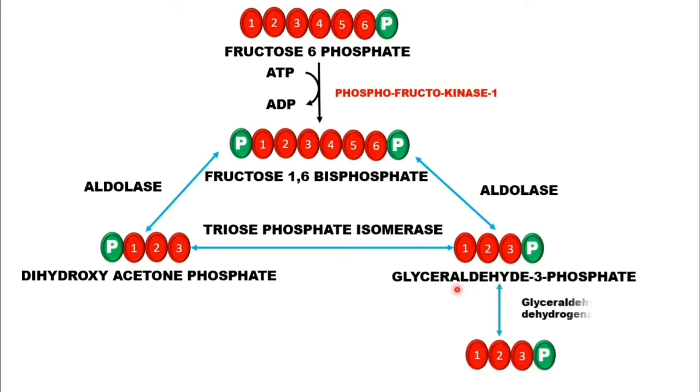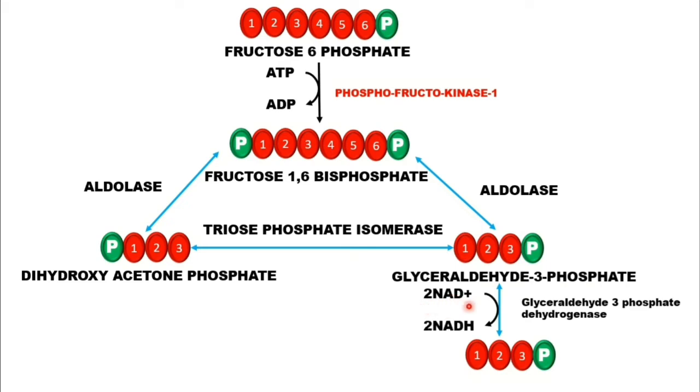Glyceraldehyde 3-phosphate is a substrate of glyceraldehyde 3-phosphate dehydrogenase. So what does glyceraldehyde 3-phosphate dehydrogenase do to glyceraldehyde 3-phosphate? First, it is going to oxidize glyceraldehyde 3-phosphate by removing one hydrogen. Okay, the removed hydrogen will be taken up by a special hydrogen acceptor called NAD. Okay, NAD plus one hydrogen will become NADH.